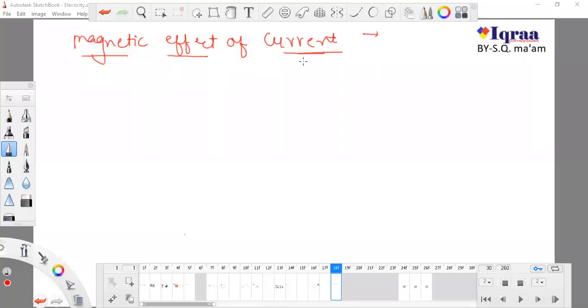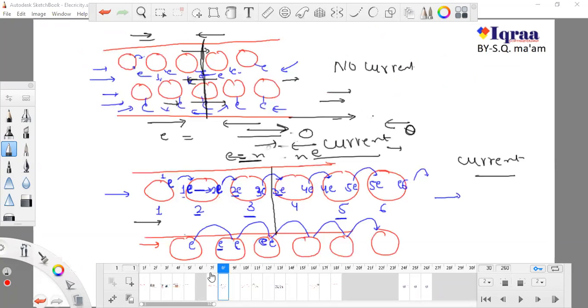Now in this case, what is current? The flow of electrons is known as current. How will electrons flow? They flow from one atom to another atom. They just jump. The older electron remains here, and the electron from this atom moves. So this is just electrons moving from one atom to another, and this is known as current.